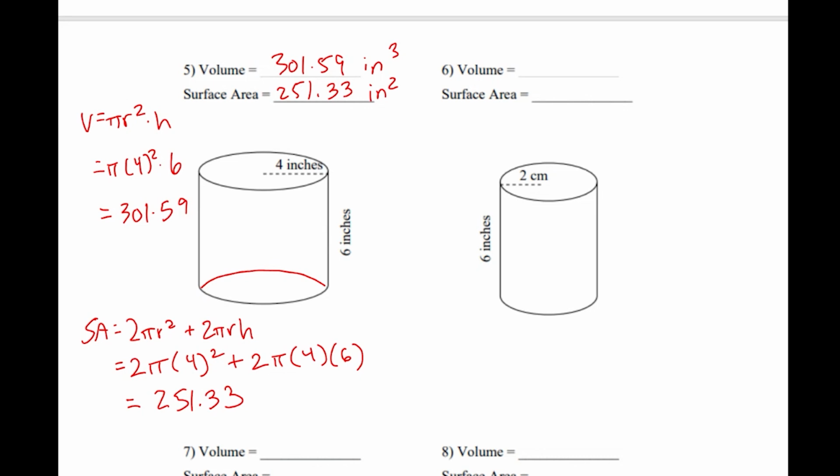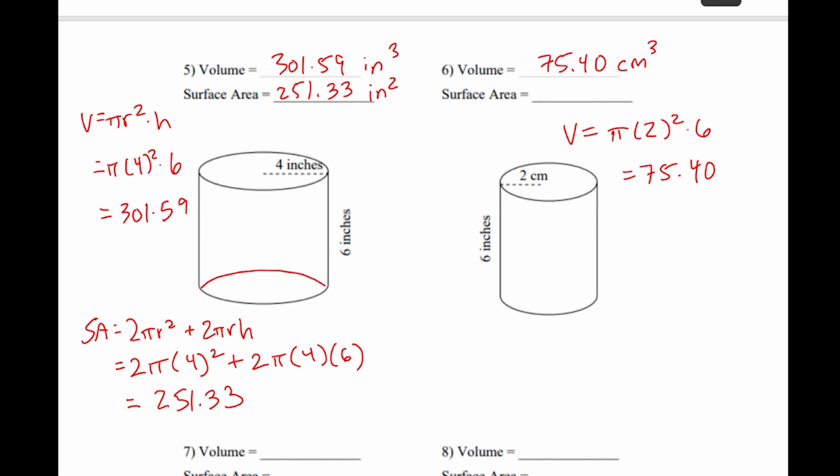Number 6, the volume and the surface area. Here we're going to use those same formulas, and for the rest of these problems we'll do the same thing. So the volume here is going to be pi times r squared times the height, so that'd be pi times 2 squared times 6. So we've got 6 times 2 squared is 4 times pi is 75.39. So I guess we'll have to round this to 75.40.